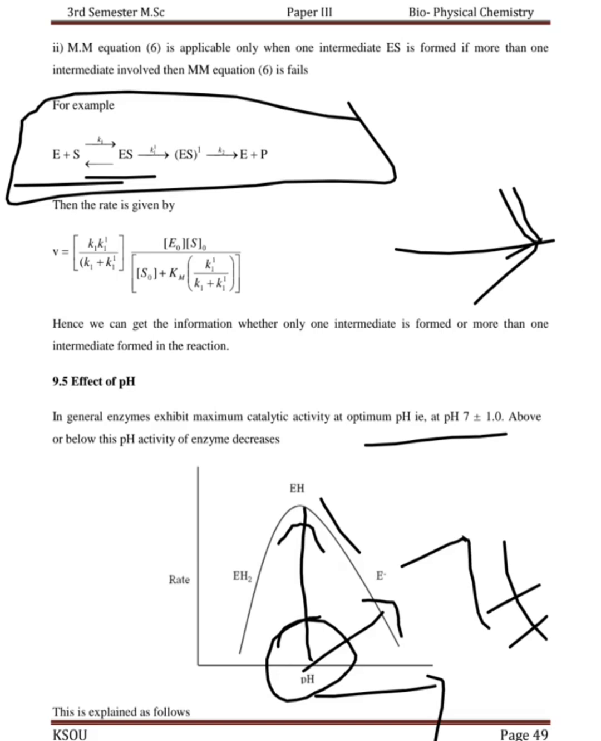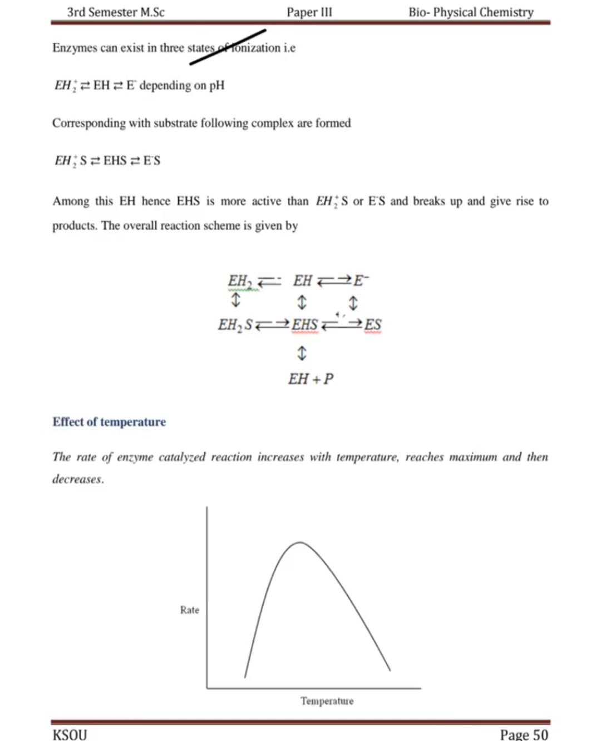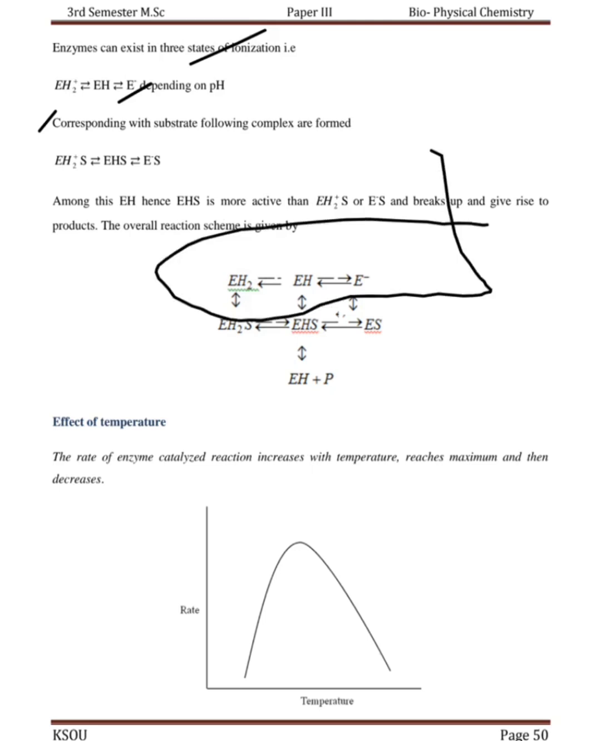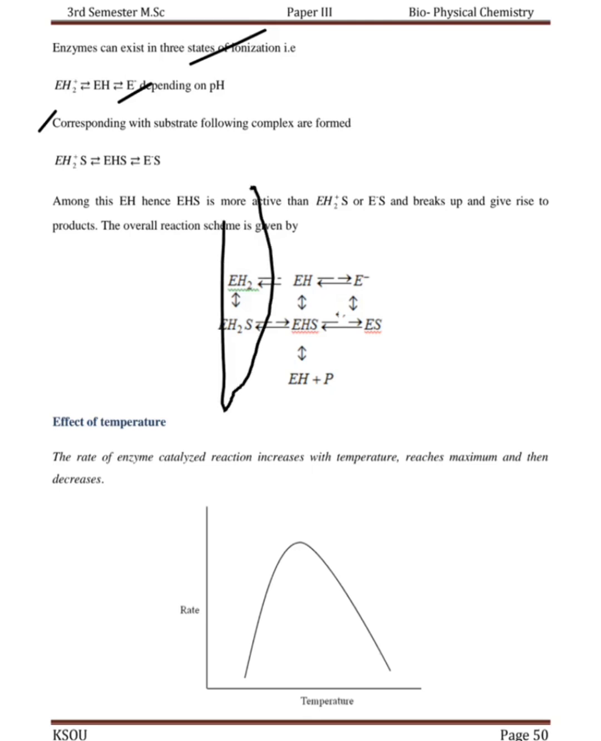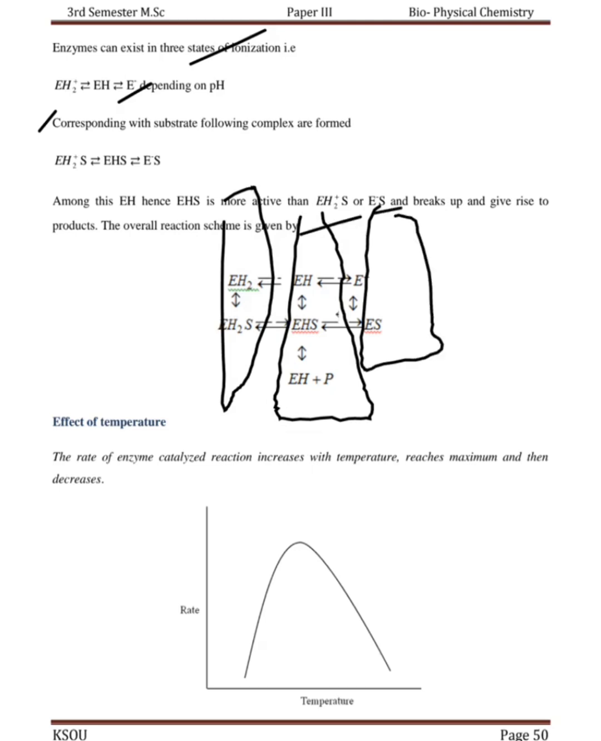So an enzyme can exist in three different states of ionization, EH2 plus, EH, and E minus, depending on the pH, also corresponding with the substrate. EH is more active than EH2 plus, and these are in different states. So this is also formation of the product if they are in different states.